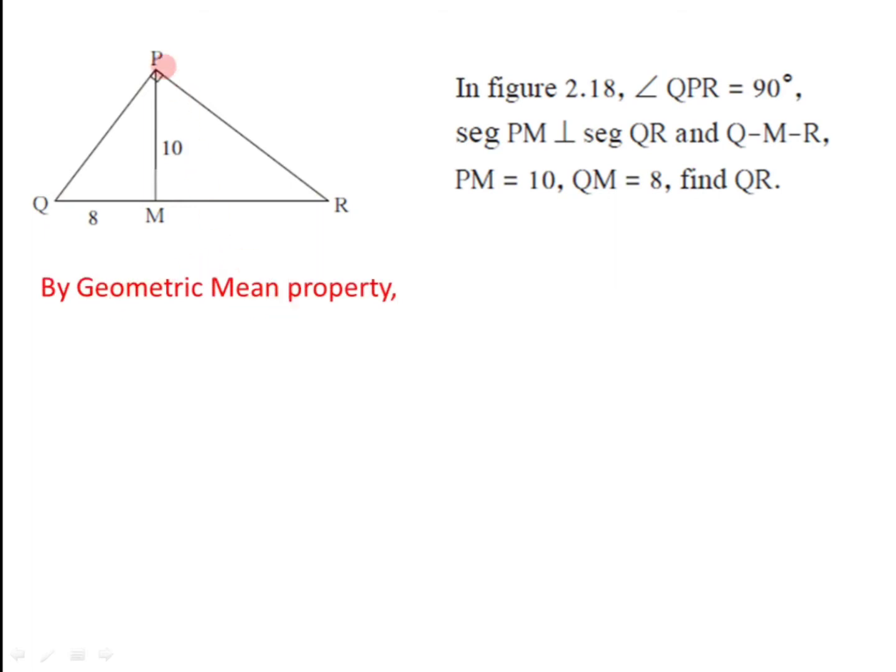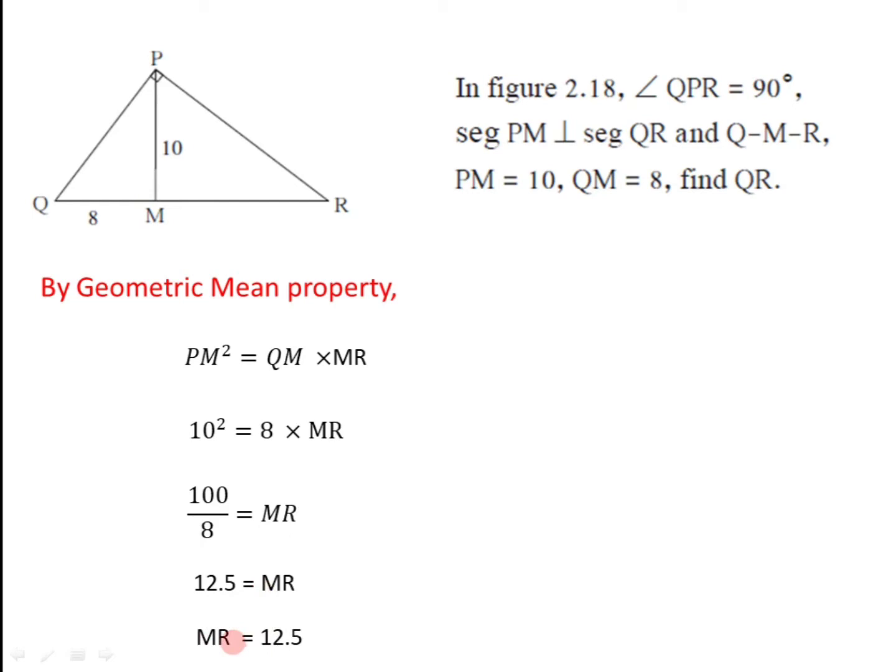And by that we can write PM is the perpendicular drawn on the hypotenuse. That's why PM square is equal to QM into MR. Here value of PM is given to be 10, so we should replace PM by 10. That's 10 square is equal to, the length of QM is 8, so instead of QM we write 8 into MR. 10 square is 100. If we take 8 to the left hand side, it will be the denominator, just to get 100 divided by 8, that is equal to MR. If we divide 100 by 8, we get 12.5 is equal to MR. That means MR is equal to 12.5 units.